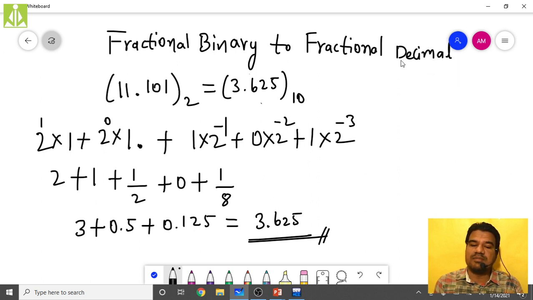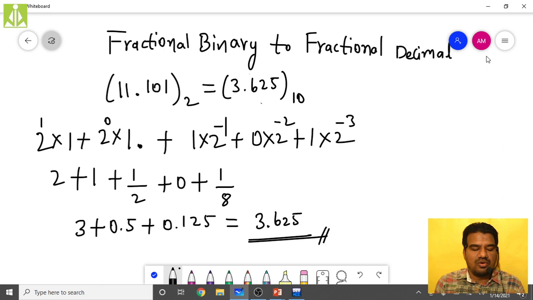In our previous example we saw the vice versa, where we converted a fractional decimal number into a fractional binary number. Here we converted fractional binary to fractional decimal. For negative number representation, simply calculate the 2's complement of that number, and you will get the negative number. Hopefully you understood this concept.